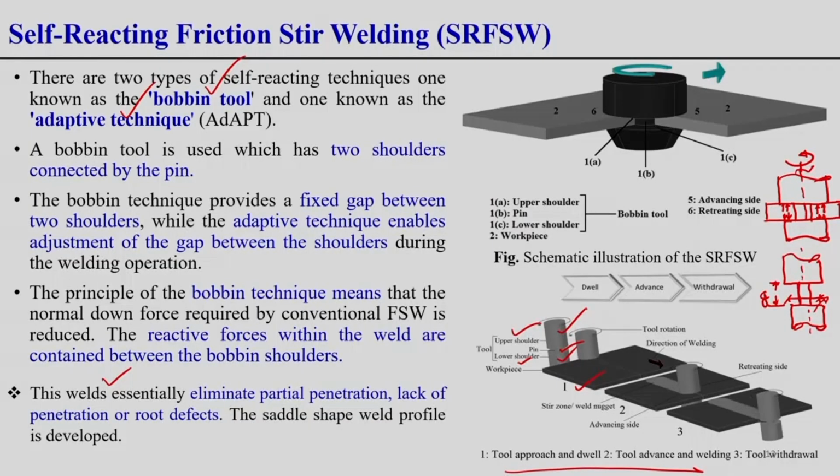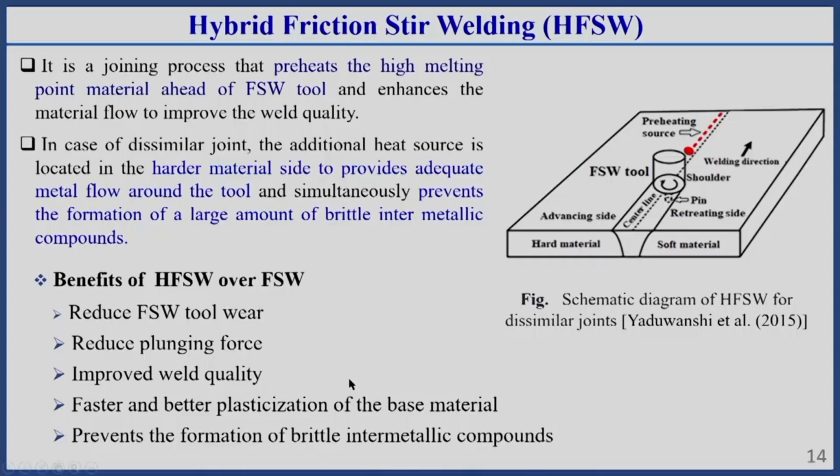Here one thing you should keep in mind. This weld essentially eliminates partial penetration, lack of penetration or root defects, and throughout the thickness of the weld region we can get a more or less uniform nugget zone. That means throughout the entire thickness the thermal gradient is less. The shape of the weld nugget zone is saddle in nature. That is why we can get less deformation compared to other friction stir welding processes.